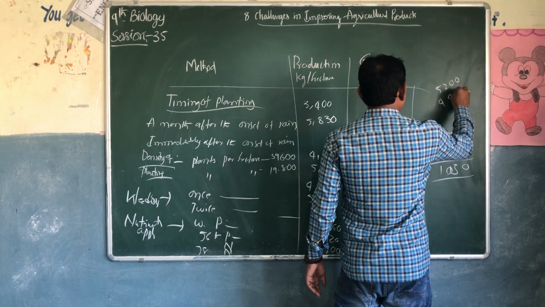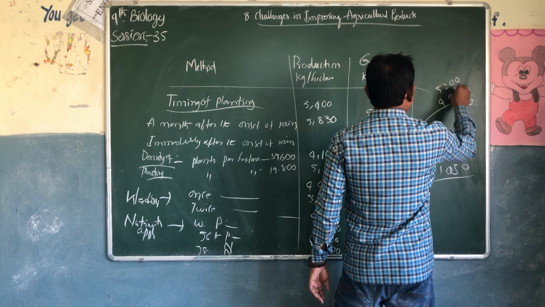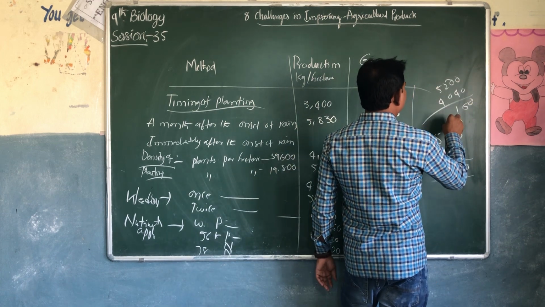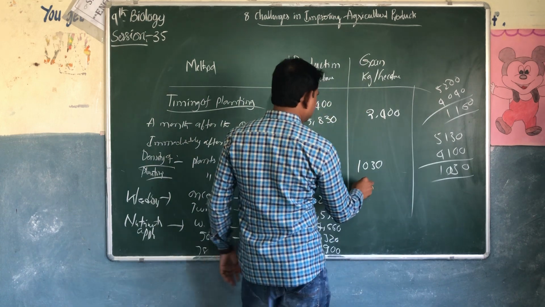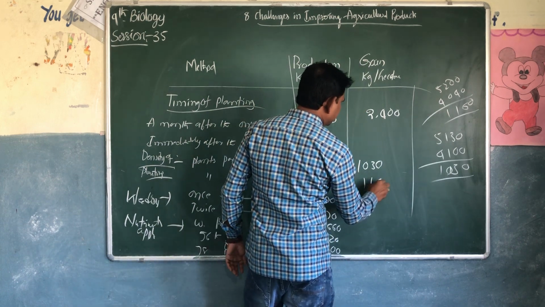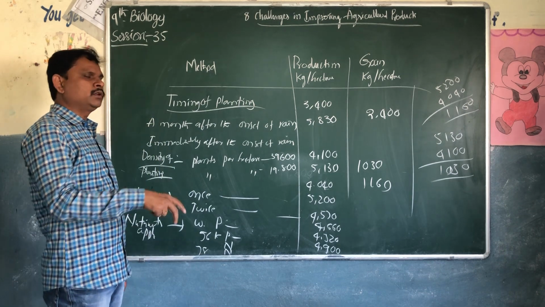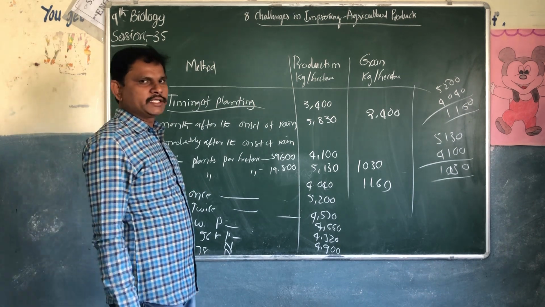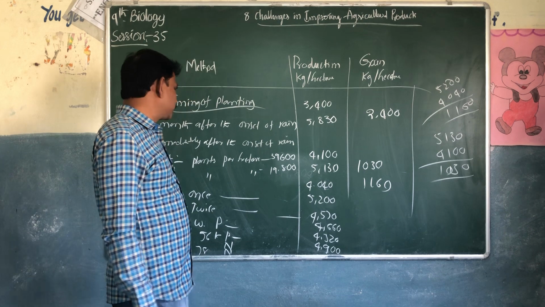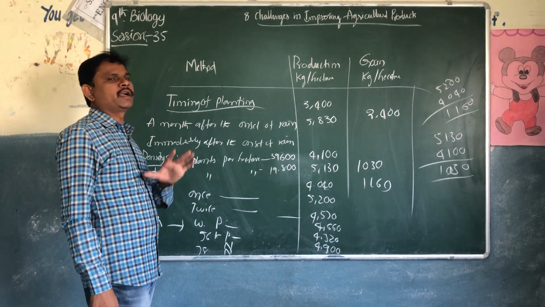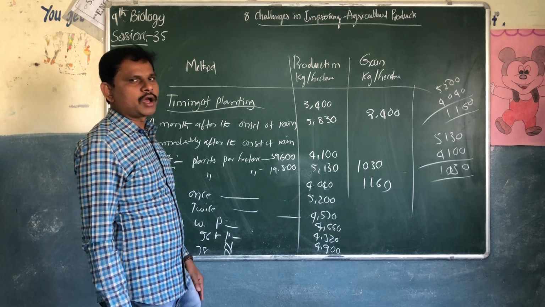5200, 4040, 6, 1000, around 1160 kg per hectare he got extra. The one who removed twice weeding, so it is a better choice to remove twice weeding from the crops.